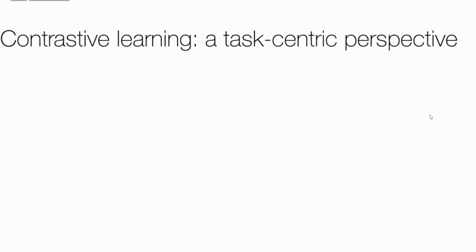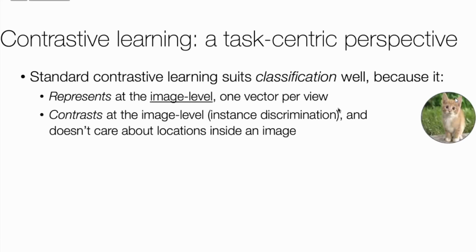So there is a little bit of conflict here, because for contrastive learning, intuitively it's mapping all crops from the same image to one vector. It's a bit flawed, at least. But on the other hand, it's empirically achieving very good results, especially on classification. This is actually very understandable from a task-centric perspective. Standard contrastive learning suits classification very well because it always represents at an image level, so one vector per view. And we also do contrastive learning at the image level.